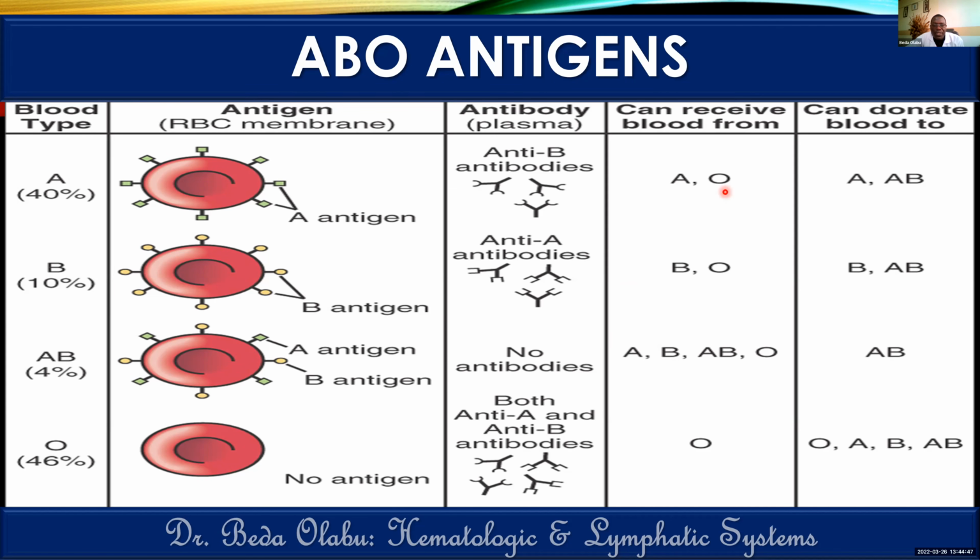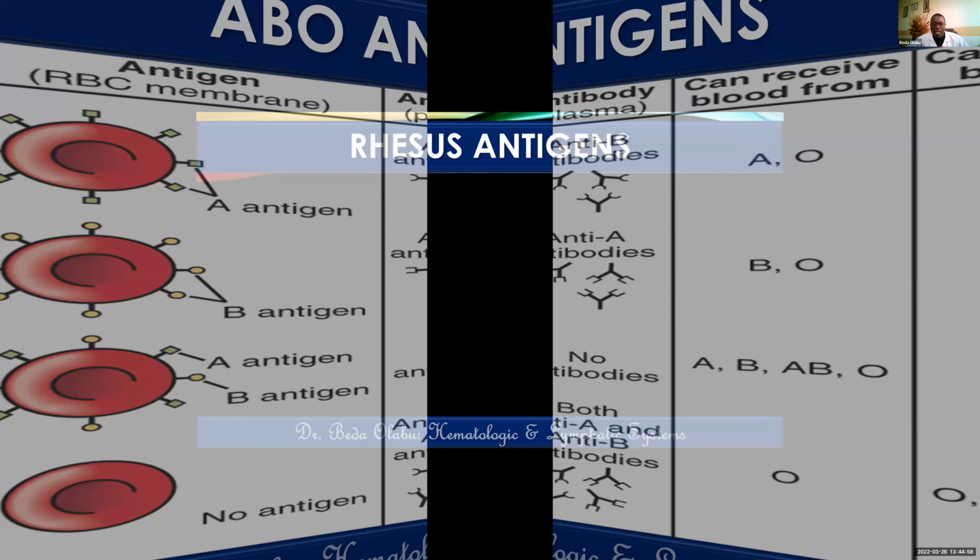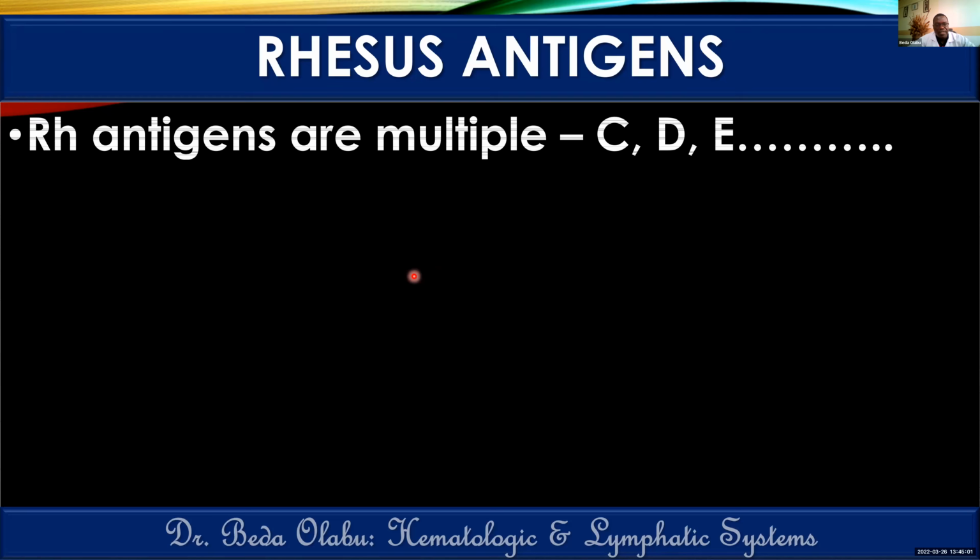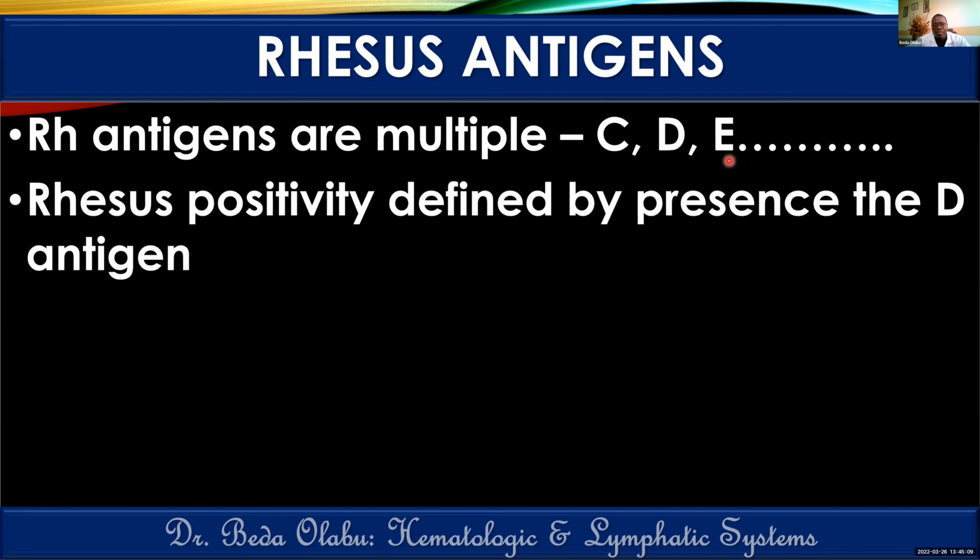Great. I hope you've understood that concept of how to figure out who can donate to who in terms of the ABO antigens. Now let's talk about the Rhesus antigens. Rhesus antigens are multiple antigens. We have antigen C, antigen D, and antigen E. However, when we say someone is Rhesus positive, we define that one based on the presence of antigen D.